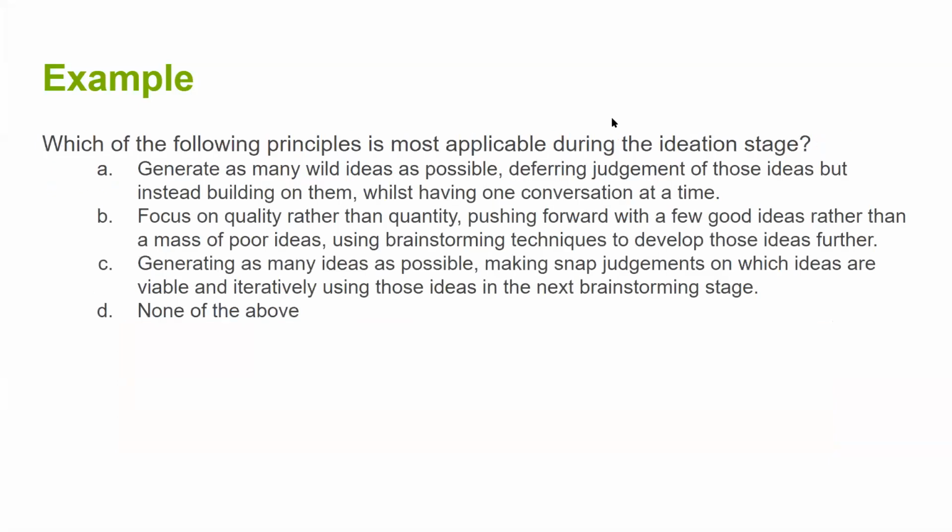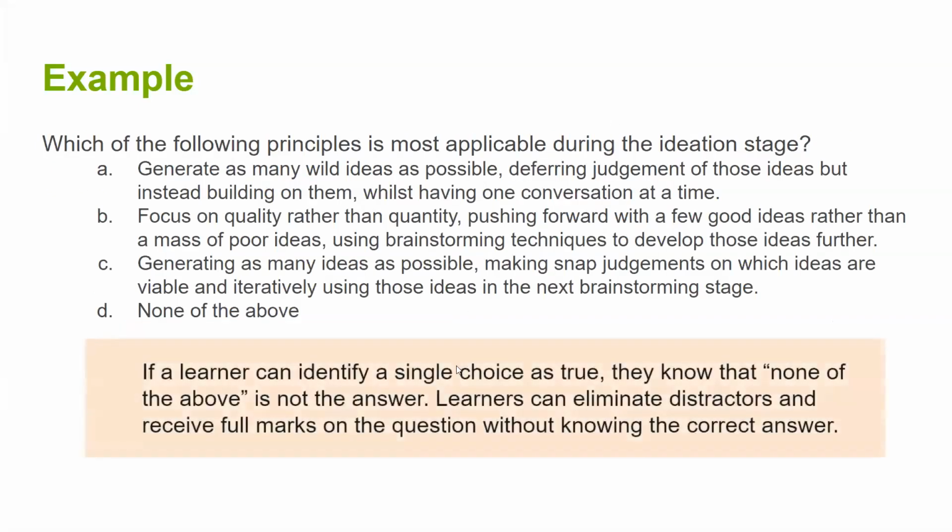This is another example of a question, and I mentioned this earlier, that if you are using all of the above or none of the above, if the learner can identify a single choice as true, they know that none of the above is not the answer. So it's an easier way to eliminate options from your question.